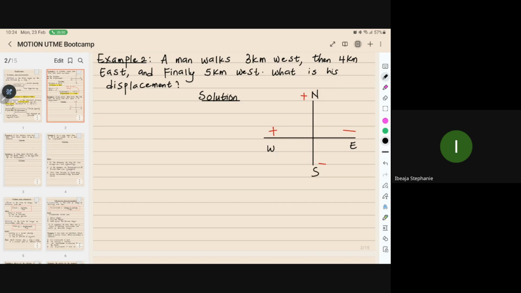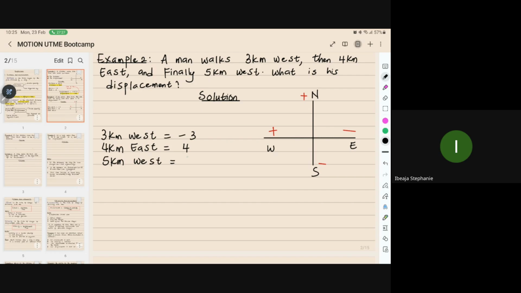So now we have the first movement here was 3 kilometer west, which means we'll have a distance of what? Minus 3. Now he went 4 kilometer to the east. Are we together, guys? 4 kilometer to the east, and that entails that 4 kilometer east will now be equal to what? 4. That's positive. Is that not so? So the next concept here, and finally back to the west. So 5 kilometer to the west.